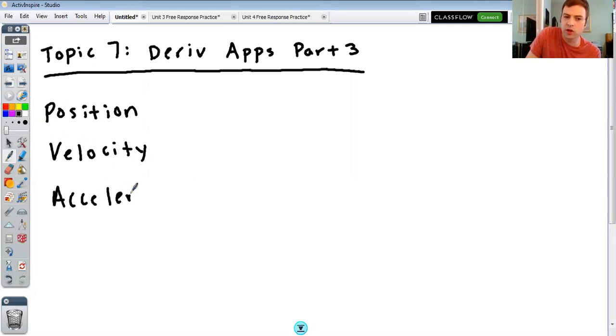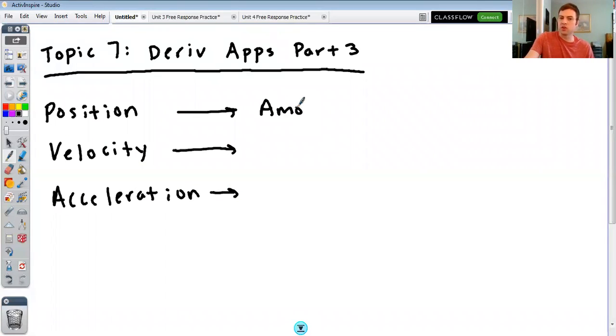And I really wanted to stress the importance of remembering that these concepts extend to all different types of applications, right? When we talk about position, this could just represent amount. We want to think of that as the same amount of water. It's on the same level. It's measured in some unit, right?